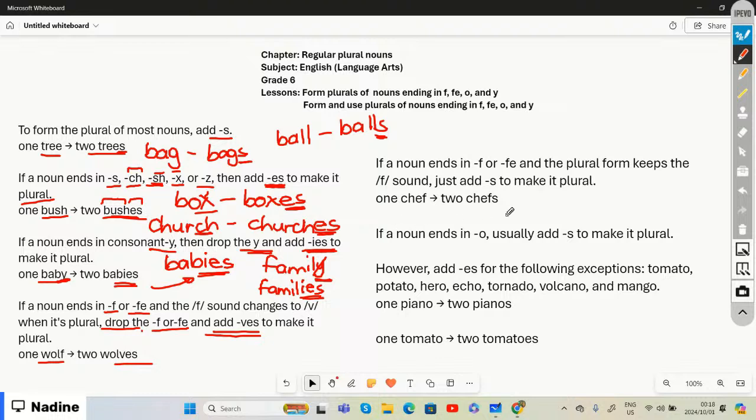All right. And then if a noun also ends in f or fe, and the plural form keeps the f sound, then all we do is we add an s. For example, one chef, more than one chefs. We didn't say chevs, we said chefs. So that f stays there, and all we do is we add an s.